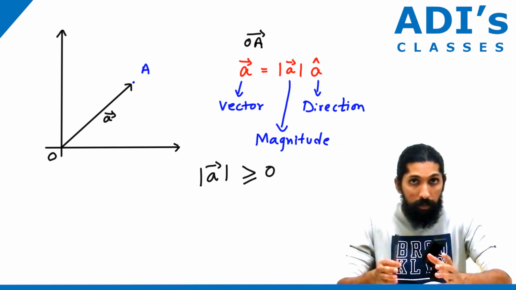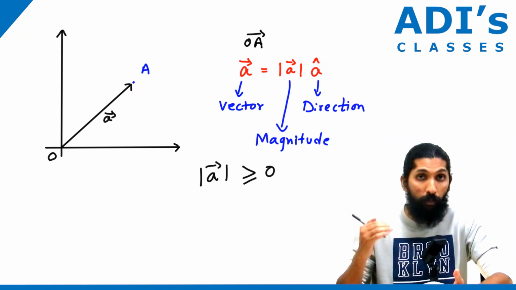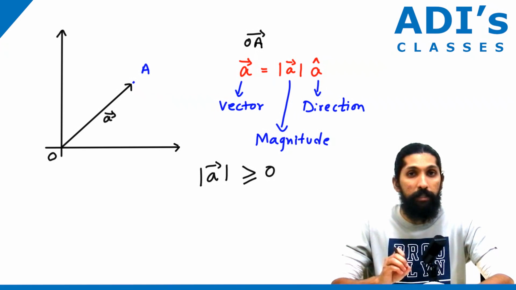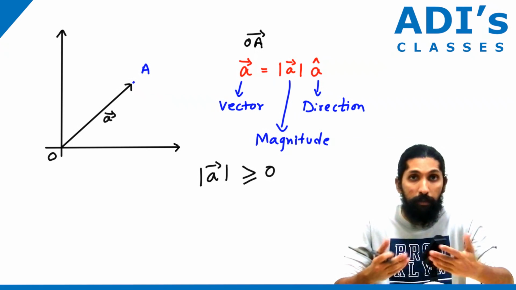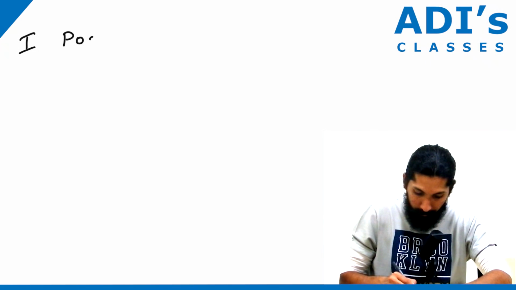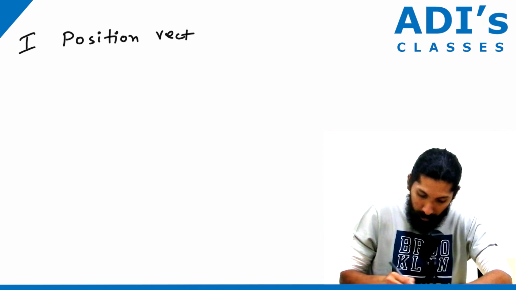Now, since you have understood the basics of what is a vector and why do we learn vectors in math, let's talk about basic types of vectors. There are different types of vectors. Let's look into those types of vectors now. The first is called the position vector. Okay, it's a position vector.